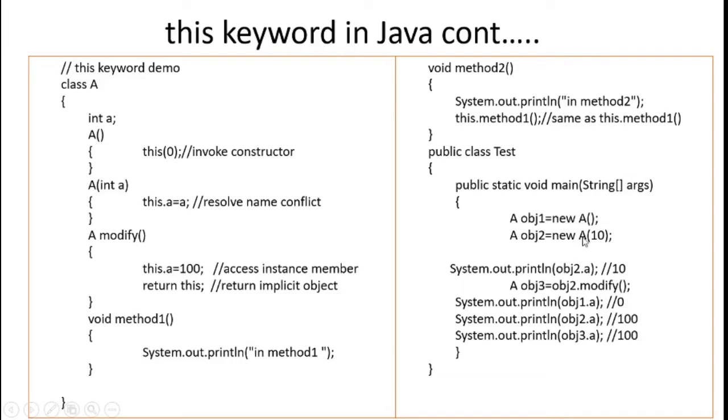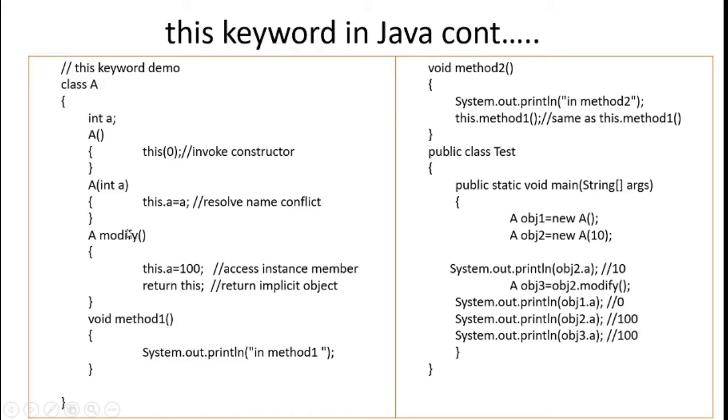So after creation of object 2 we are calling the modify method, and in the modify method that value is 100. So a is updated to 100 now, and later on after calling the modify method we are displaying object 2 dot a. So it will display the modified value because a is the variable which is declared inside the class, not within any local function.